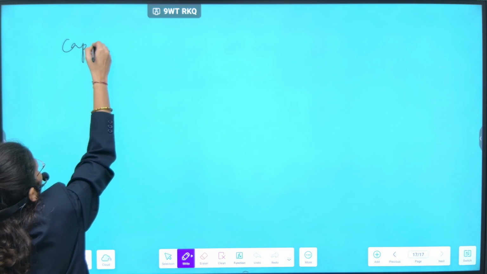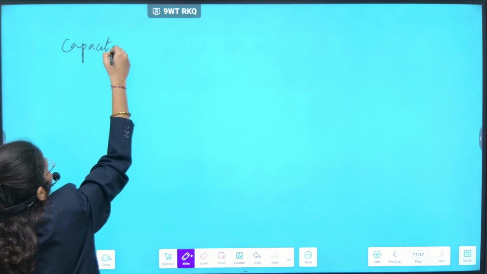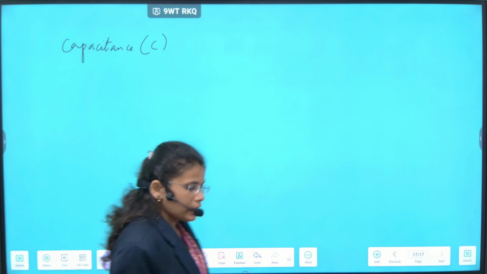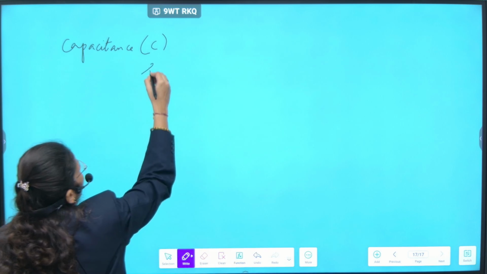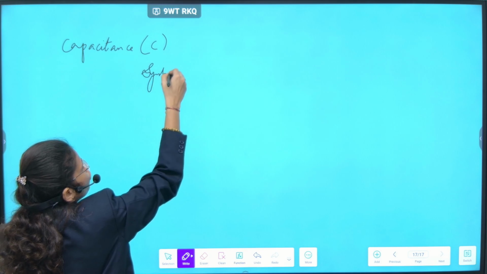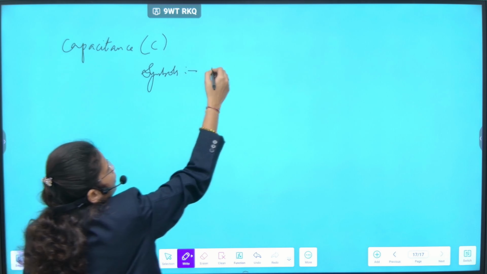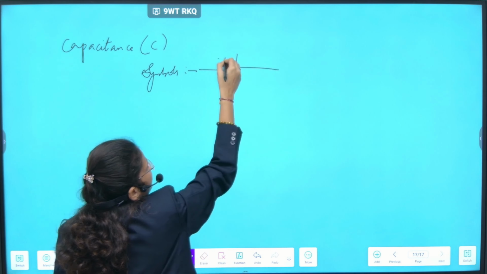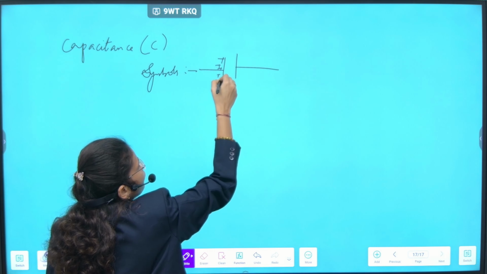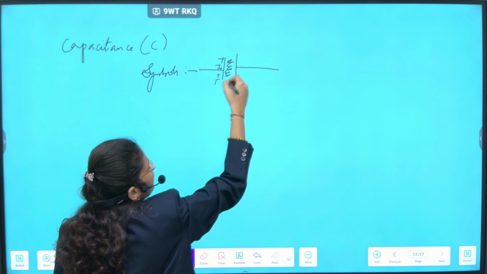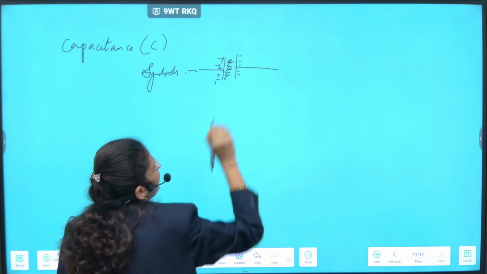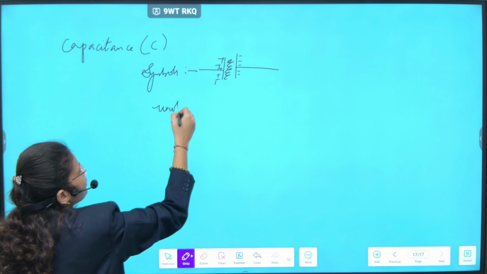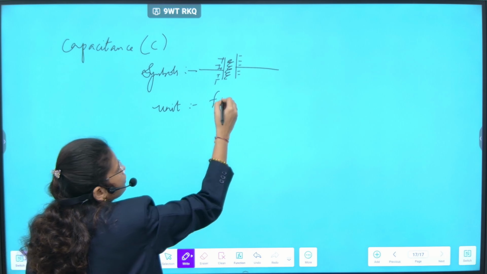Capacitance. Capacitance is represented with letter C. The capacitor symbol consists of two plates, one positive conducting plate and one negative conducting plate. In between them we have dielectric material. The unit of capacitance is farads.